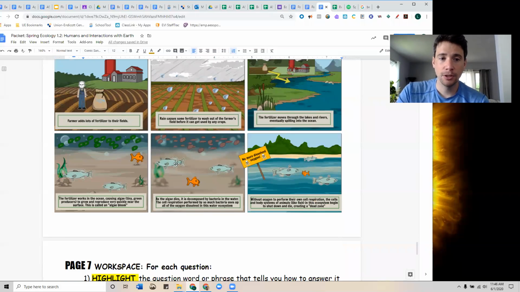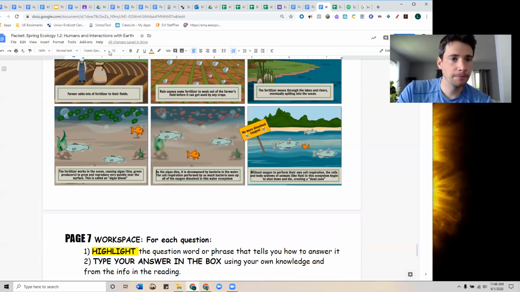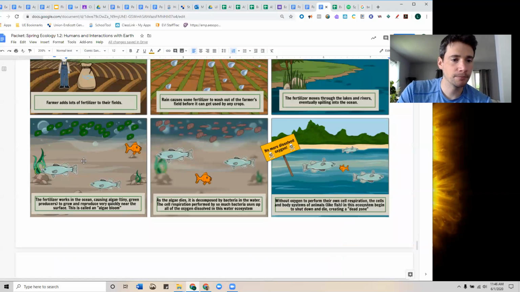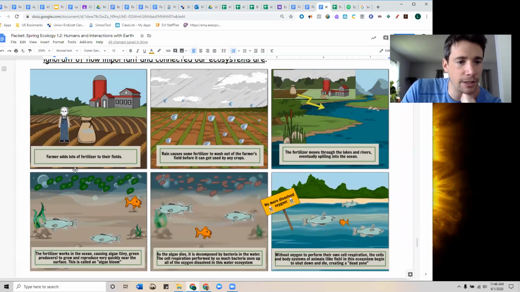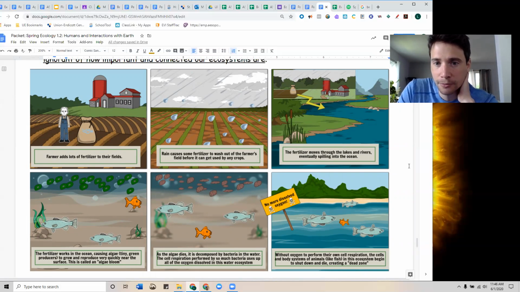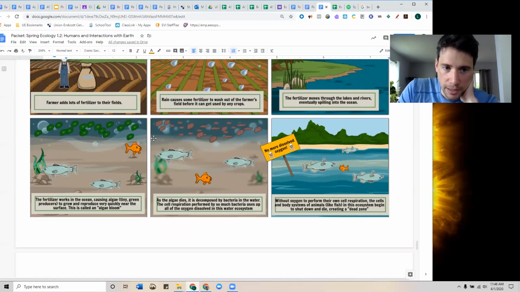And so if we go back here, check out our little graphic here. So farmer adds lots of fertilizer. Rain causes too much of the fertilizer to wash off. It gets into the lakes and rivers, finally into the ocean or in another body of water. In that body of water, the fertilizer works. It causes the algae, which are tiny green producers, to grow and reproduce very quickly. And this is called an algae bloom.